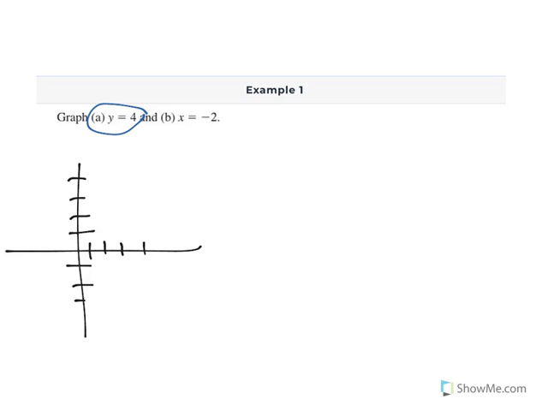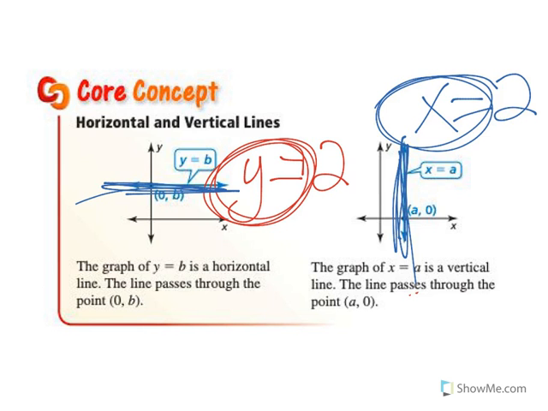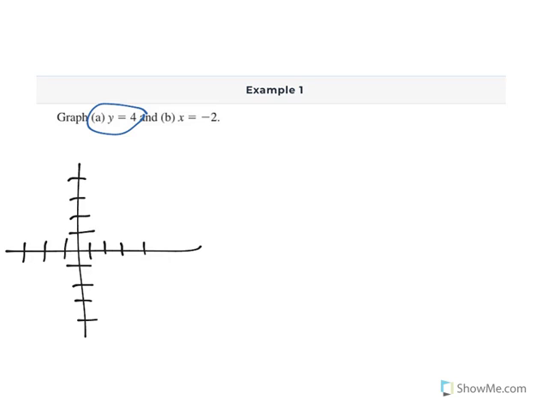Is y equals 4 going to be horizontal or vertical? Hopefully you've memorized this screen. Y equals means it's horizontal, where y equals 4. So 1, 2, 3, 4. That's where y equals 4, and we have a line. That's it. You've graphed y equals 4.